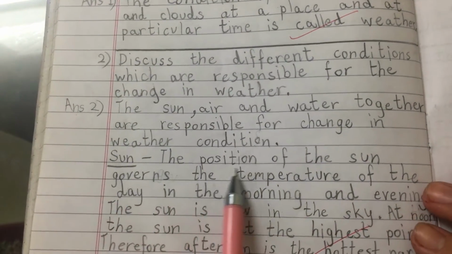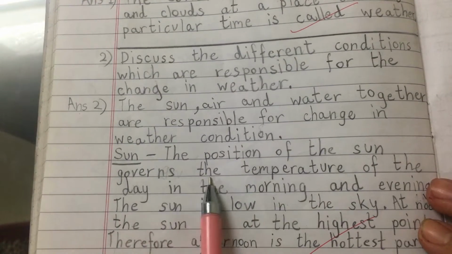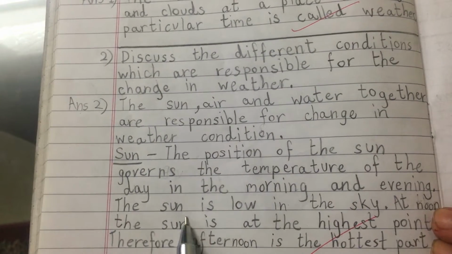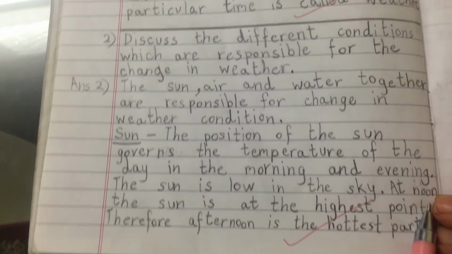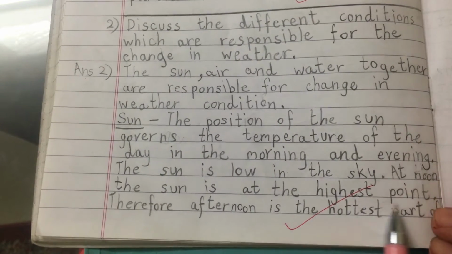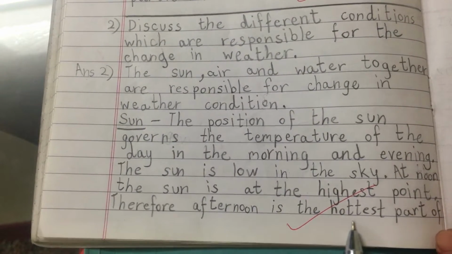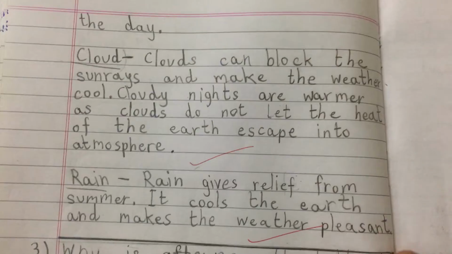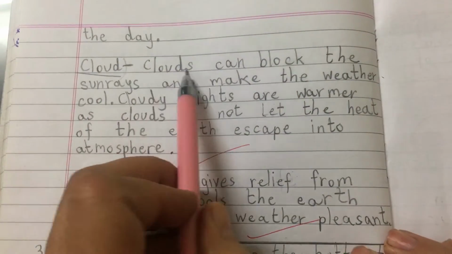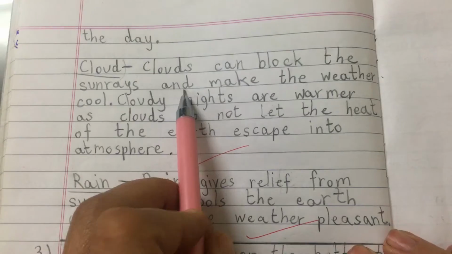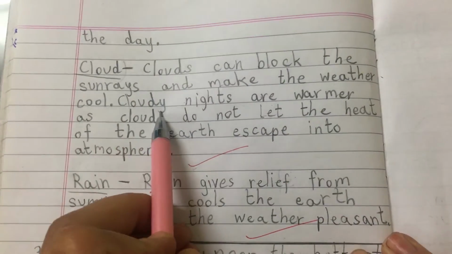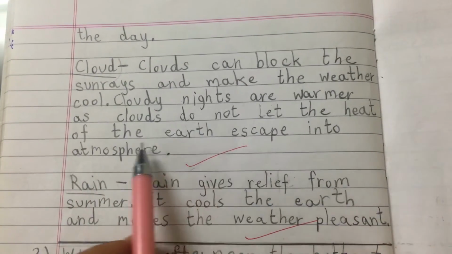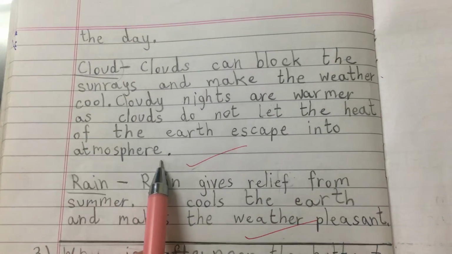Sun. The position of the sun governs the temperature of the day. In the morning and evening, the sun is low in the sky. At noon, the sun is at the highest point. Therefore, afternoon is the hottest part of the day. Now cloud. Clouds can block the sun rays and make the weather cool. Cloudy nights are warmer as clouds do not let the heat of the sun, earth escape into the atmosphere.